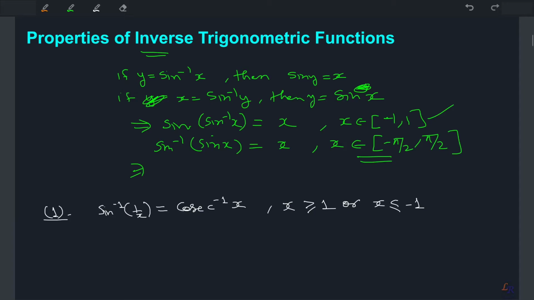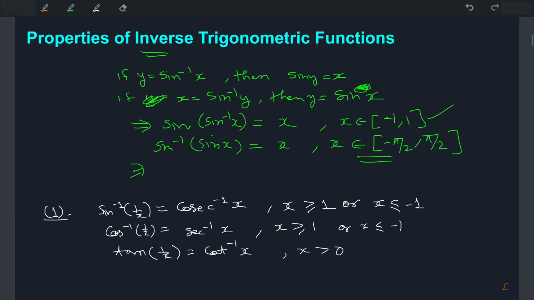The second is the 1 by x type for cos. So cos inverse 1 by x can be written as sec inverse x, where x is greater than or equal to 1, or x is less than or equal to -1. Similarly for tan, tan inverse 1 upon x is equal to cot inverse x, where x is greater than 0, obviously, otherwise it will not be defined. The conditions written here make it clear where these functions are defined. So these are the three properties, and they are very easy to prove.